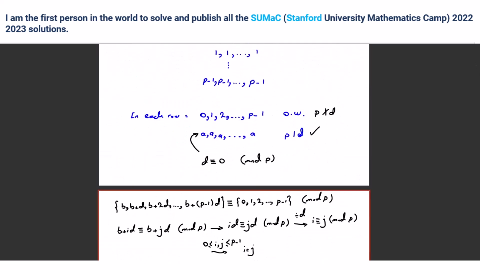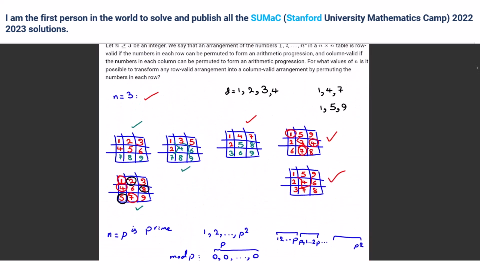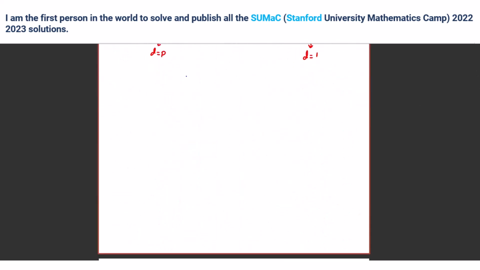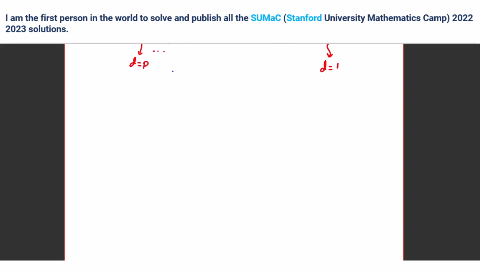So we proved that it's possible for primes. And we checked n equals 3. Now what should we do? Should we prove that composite is not possible? Yes, or we can check n equals 4. So for n equals 4, let's consider this table.